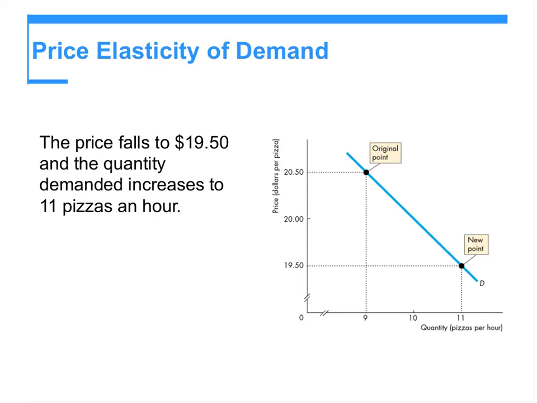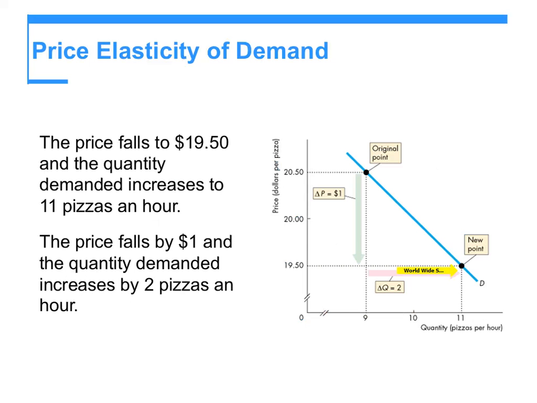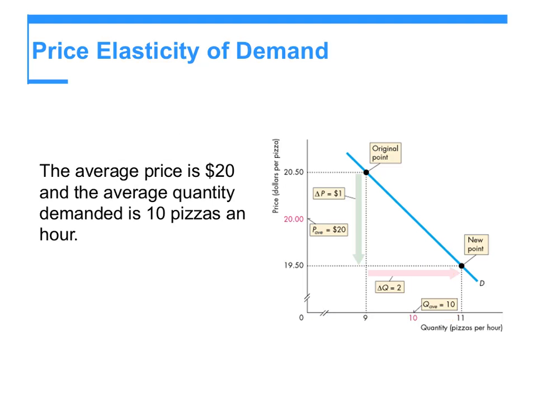The price falls to $19.50, as you can see here, and the new quantity for this price is 11. That means if you decrease the price, the basic demand rule: when you decrease the price, the quantity demanded will increase. So that is what you get, 11 pizzas an hour. So the price falls by $1 and the quantity demanded increases by 2 pizzas. You see from $20.50 to $19.50, you have a $1 decrease in the price, but your quantity increases by 2 units, which is 2 pizzas. So we're now going to calculate what we were talking about, the price elasticity of demand.